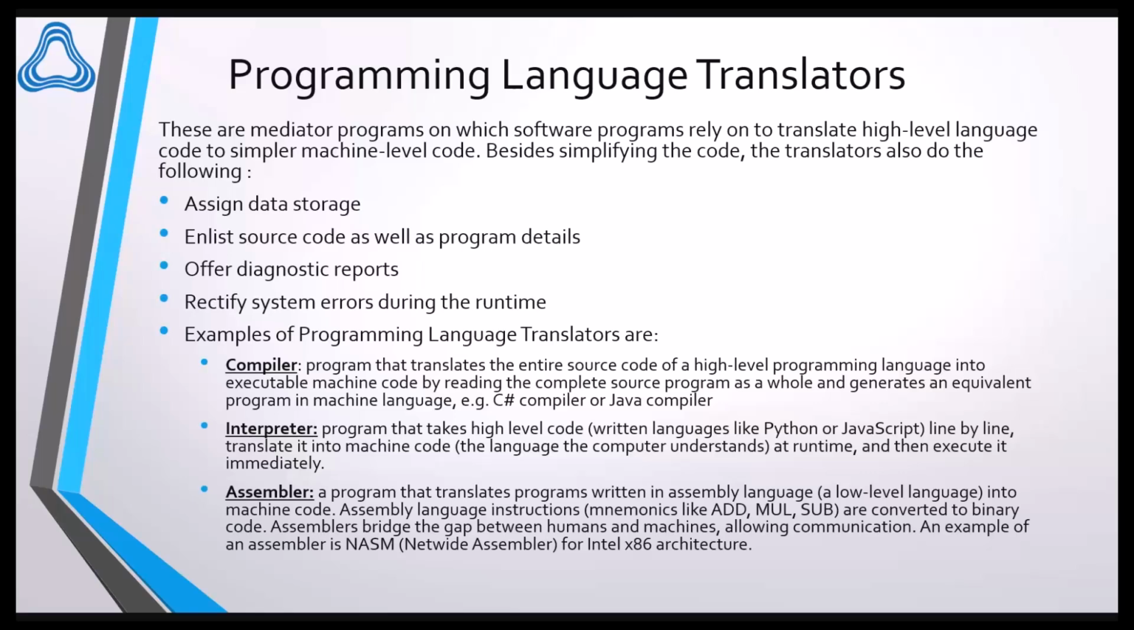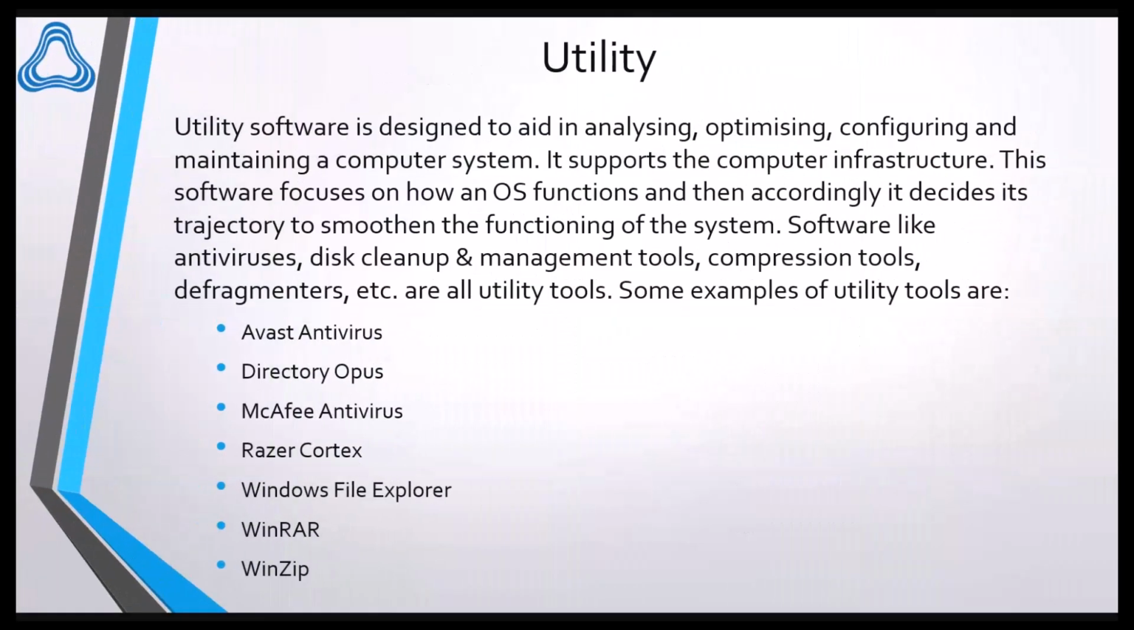After looking at programming language translators, we move on to the other category of system software, that is the utility applications. Utility software is designed to aid in analyzing, optimizing, configuring, and maintaining a computer system. It supports the computer infrastructure, and this software focuses on how the operating system functions, and accordingly decides its trajectory to smoothen the functioning of the system.